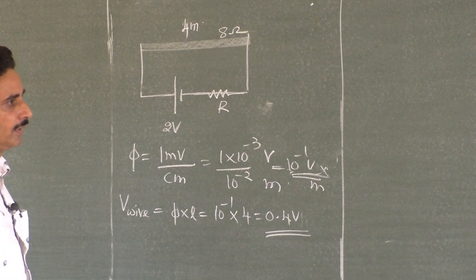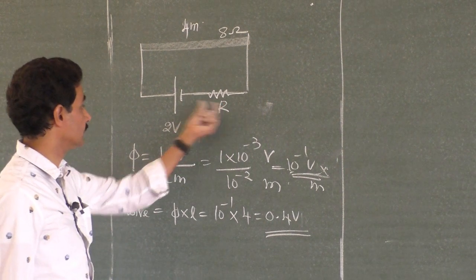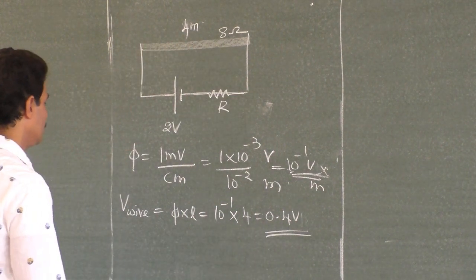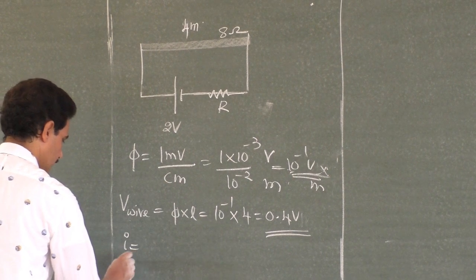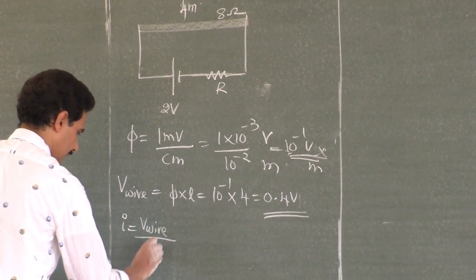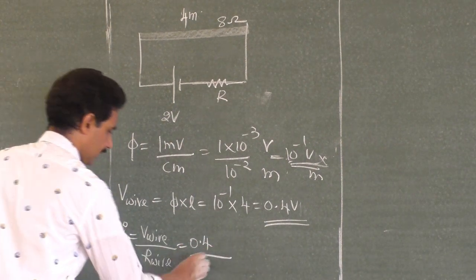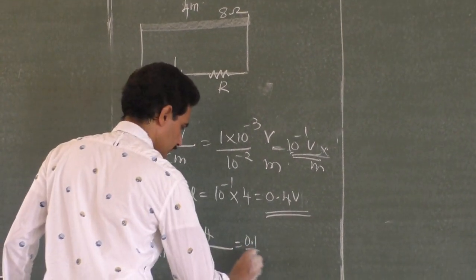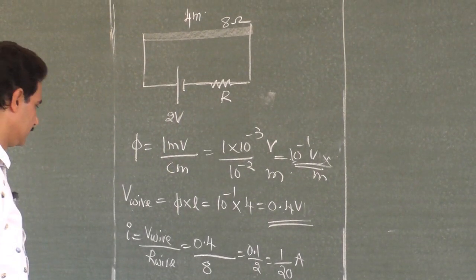Now the question is, what resistance must be connected in series in order to get this much voltage? Now you know the voltage across the wire. Can't you find out the current through the wire? Current through the wire is equal to voltage across the wire divided by resistance of the wire. The voltage is 0.4 and the resistance of the wire is 8 ohm. That is 0.1 by 2, which is 1 by 20 amperes.